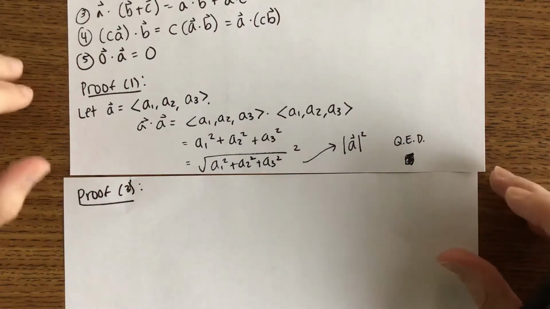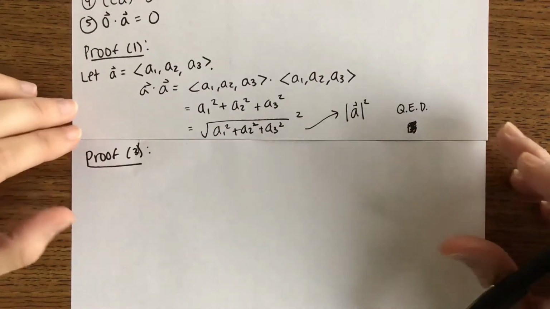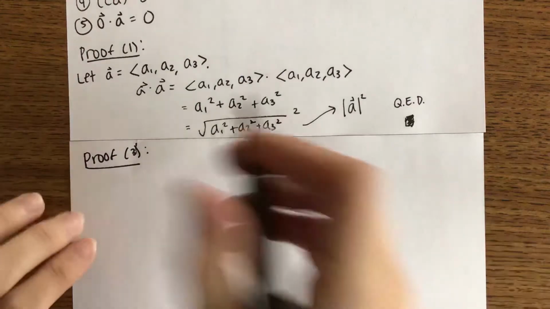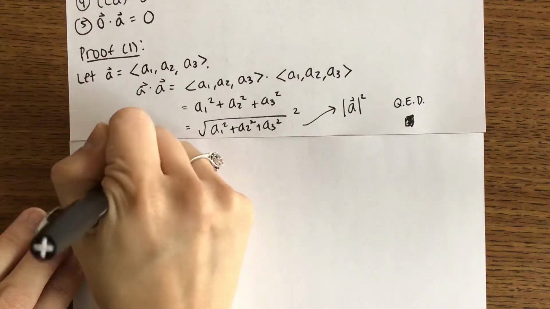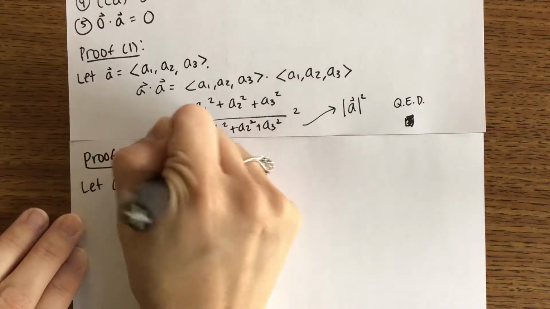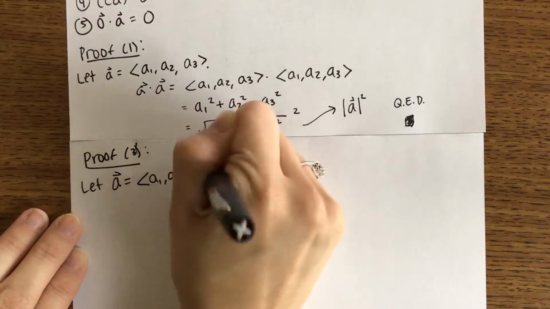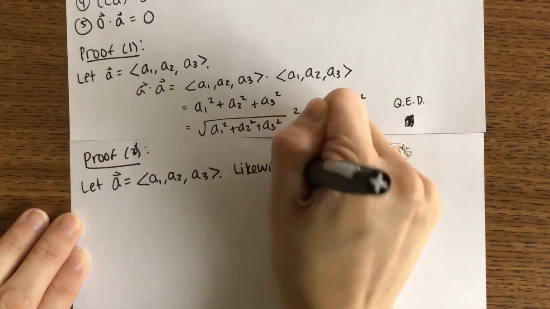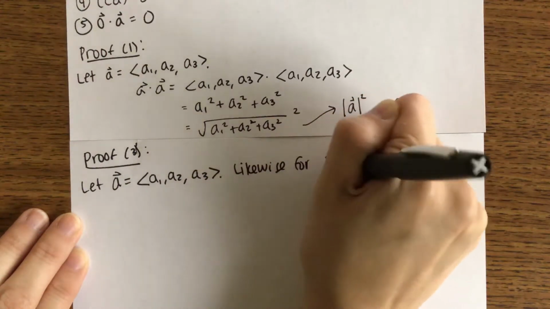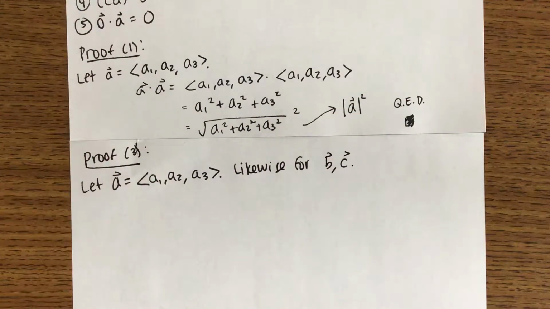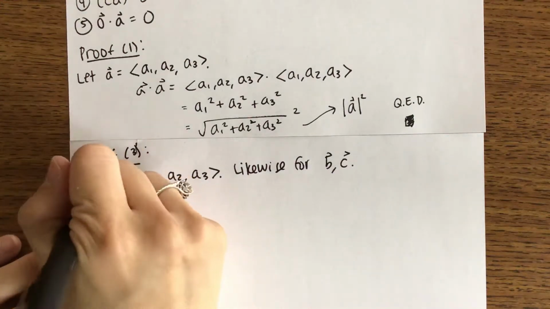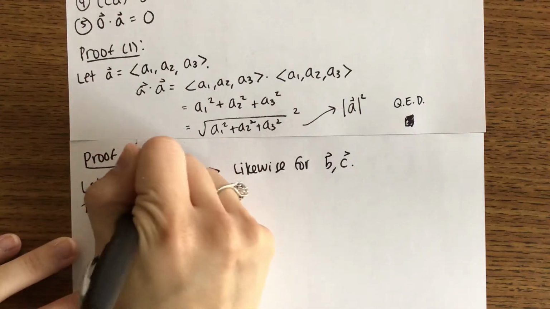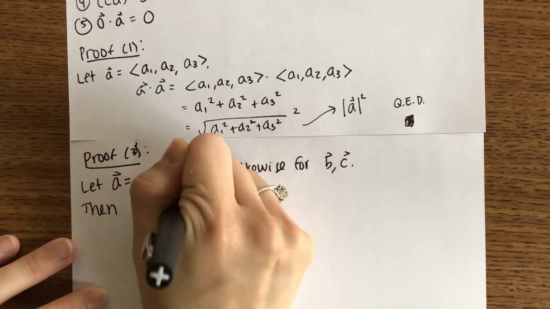So this time we have three different vectors we need to define, vectors A, B, and C. We are going to let vector A be the same vector that it was before, A1, A2, A3. I'm going to say likewise for B and C. I'm fine if you do that on a test. So then we are starting with A dotted with the sum of B and C.